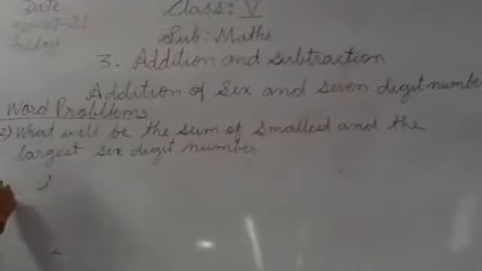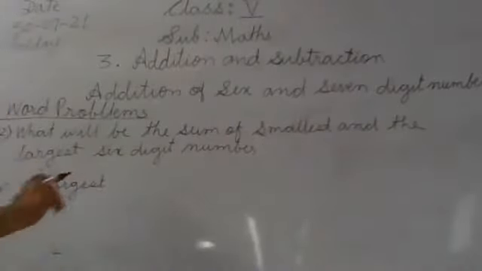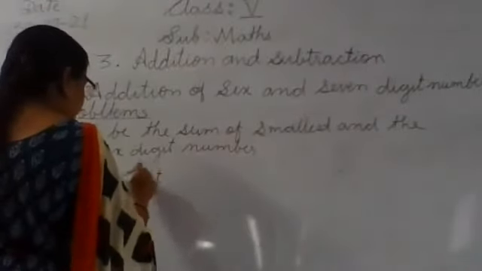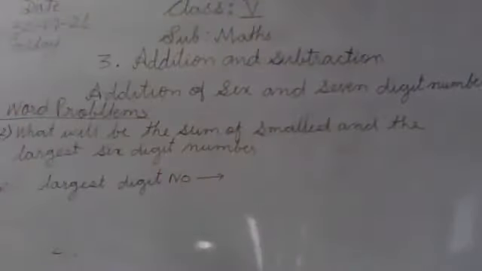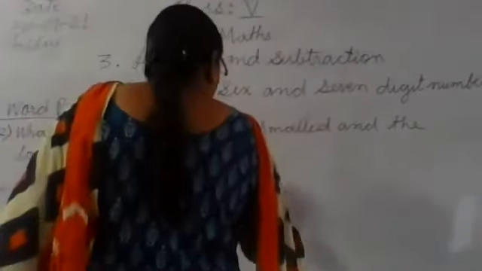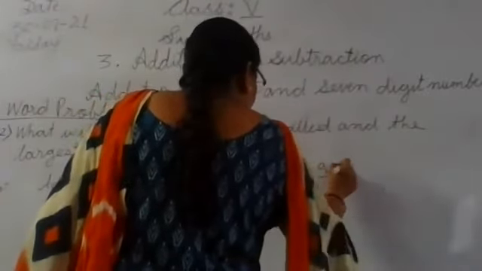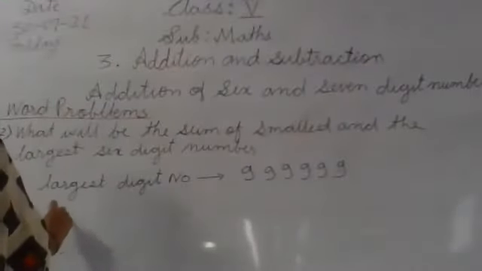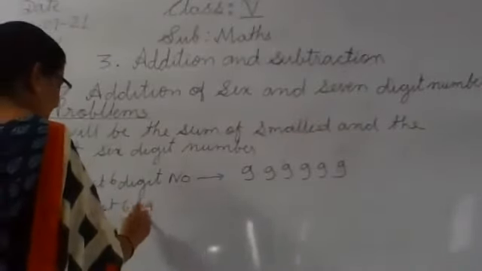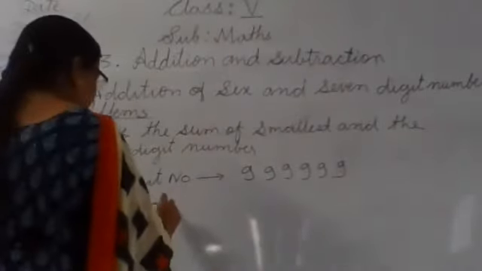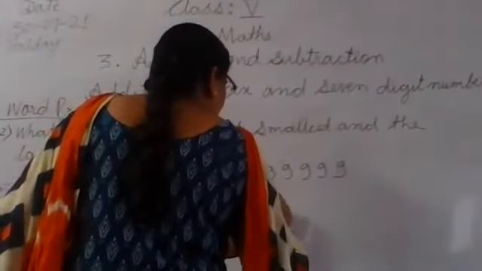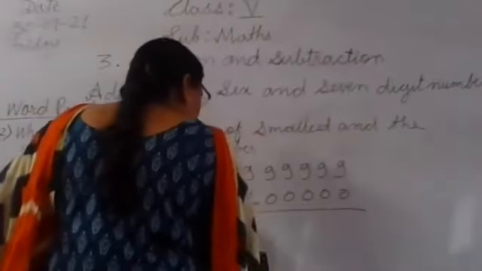Answer. Largest 6-digit number. What is the largest 6-digit number? 9 six times, because 9 is the largest digit. 1, 2, 3, 4, 5, 6. And the smallest 6-digit number, what is the smallest? So we will write 1 and 5 zeros. Okay, and you have to add them.